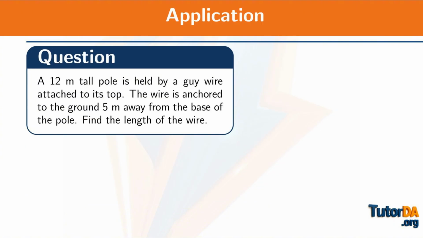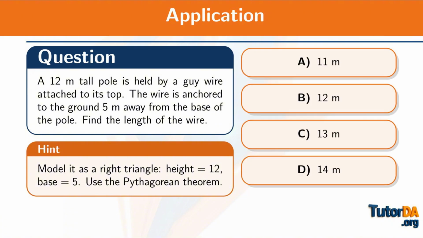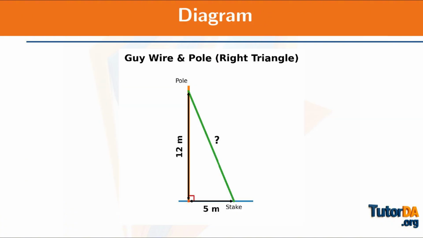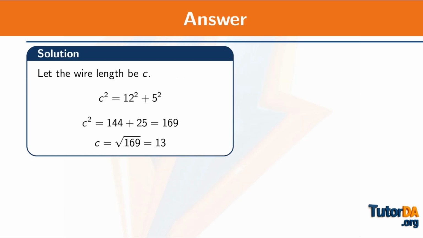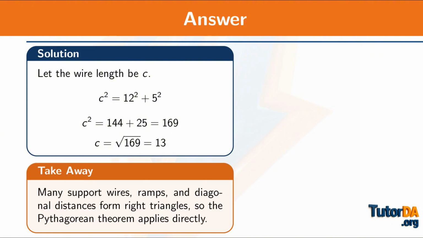Final application: a pole is 12 meters tall, and the wire is anchored 5 meters away. Find the wire length. Again, it's a right triangle, 12 and 5 are the legs, and the wire is the hypotenuse. 12 squared plus 5 squared equals 169, so the wire length is 13 meters.